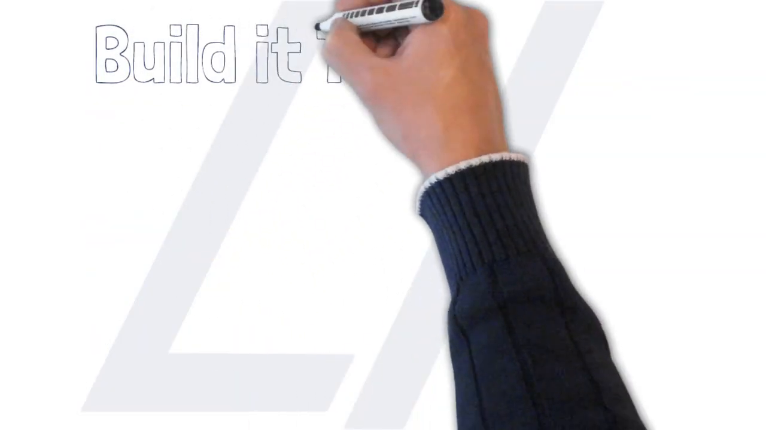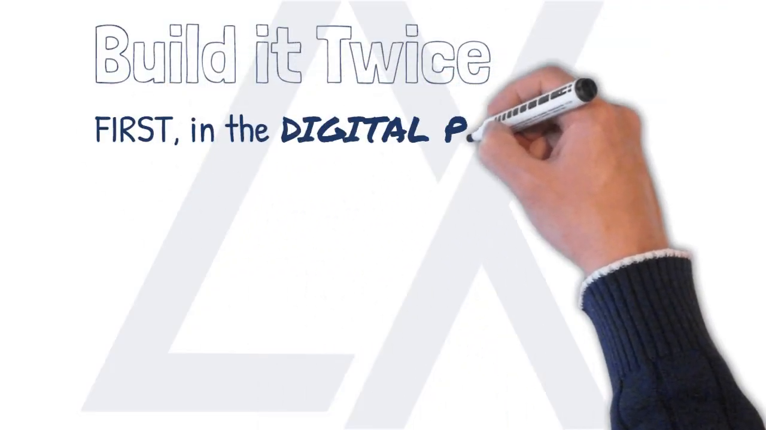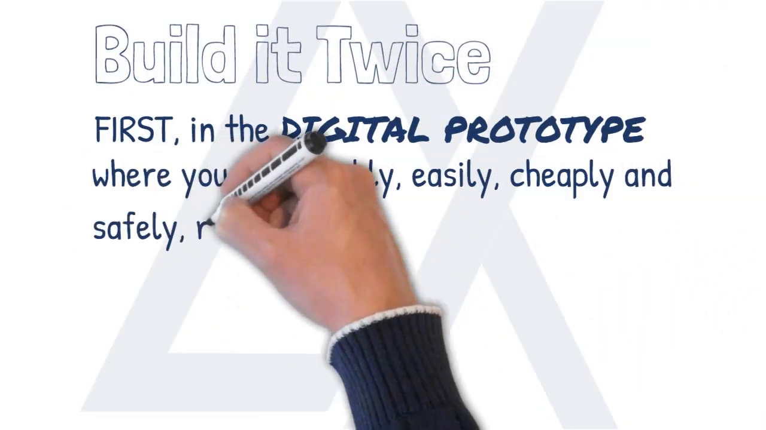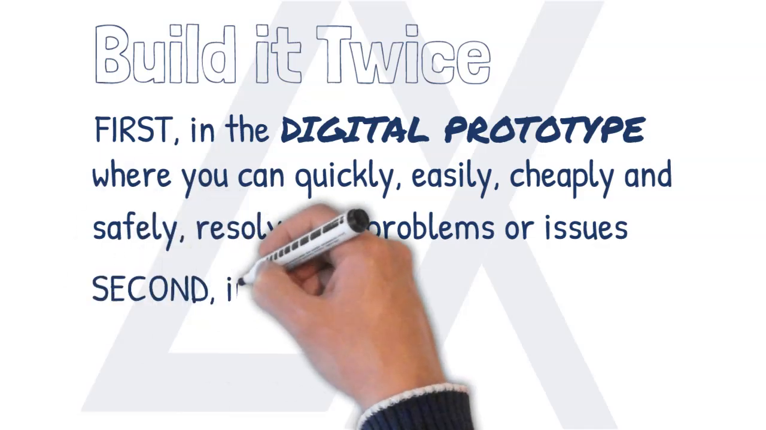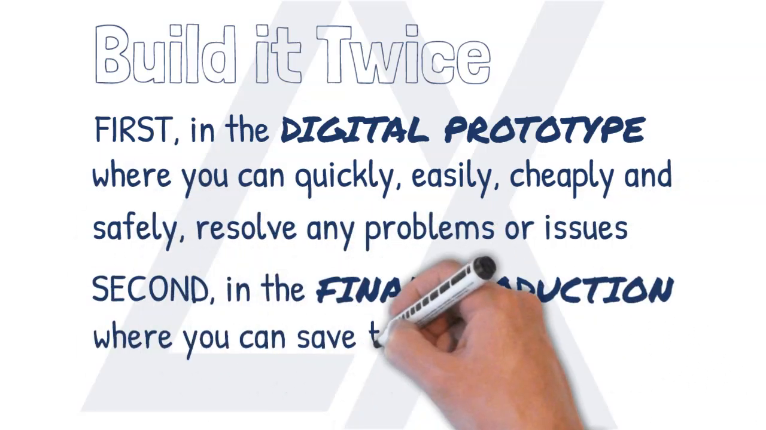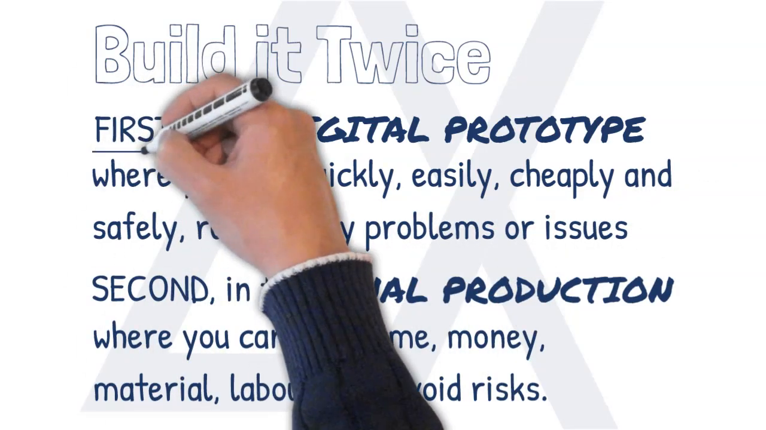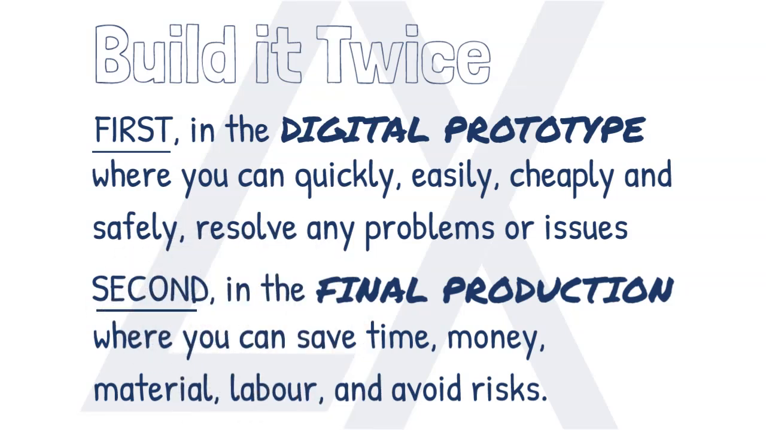The idea of the digital rehearsal is to build it twice, first in the digital prototype, where you can quickly, easily, cheaply and safely resolve any problems or issues, and only then in the final production, where you can save time, money, material, labor, and avoid risks.